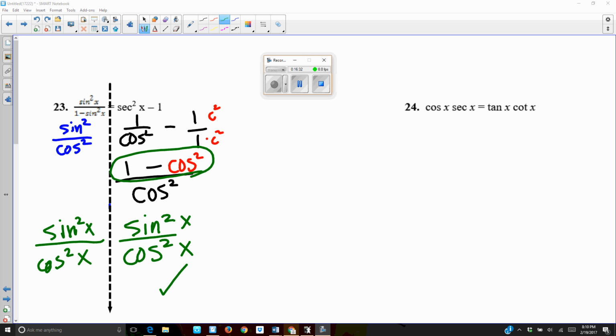All right, then the last one, number 24. Change everything to cosines and sines. Secant just turns into 1 divided by cosine. It's going to get multiplied by the cosine that's already there. You do not need a common denominator. Everything cancels, so we're just left with 1 on the left side.